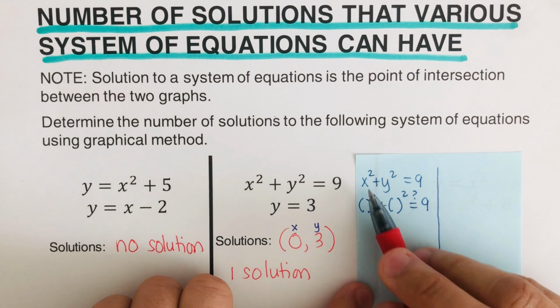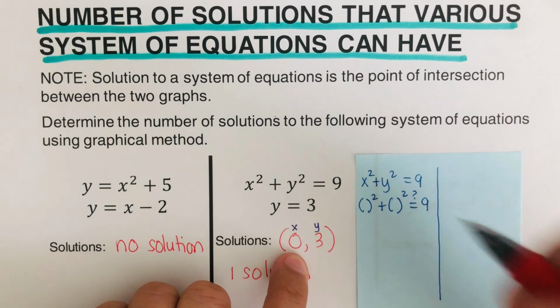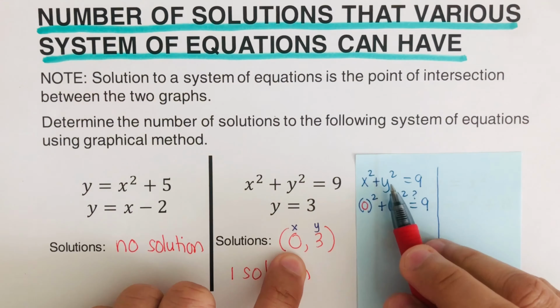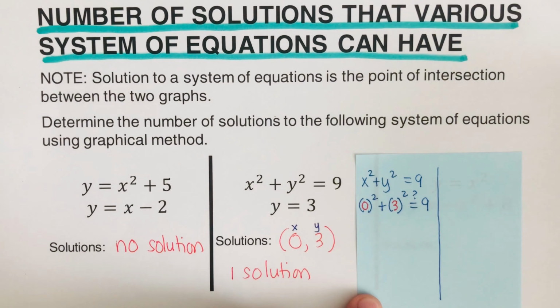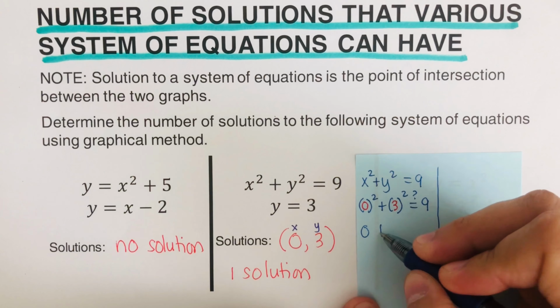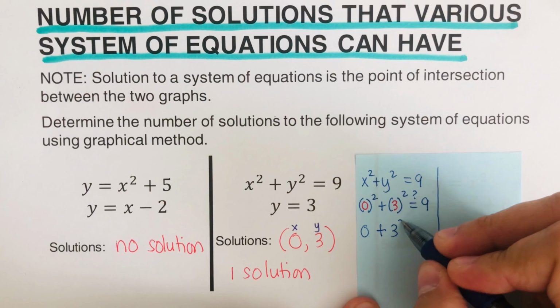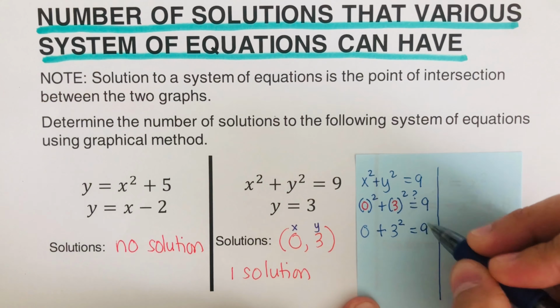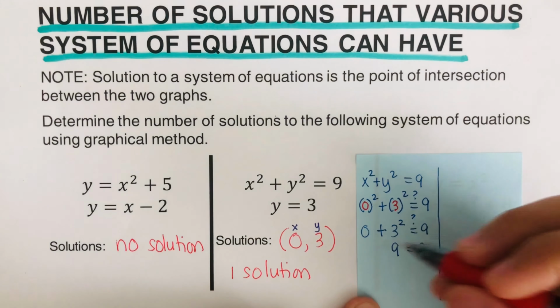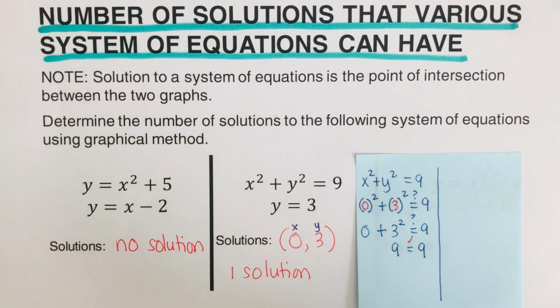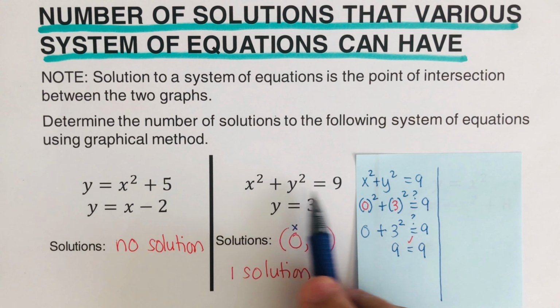Then we plug in the values. Our x is 0, so I plug it in here. Our y is 3, I plug it in here. So 0 squared is 0 plus 3 squared, is that equal to 9? And 9 is equal to 9, which means that this (0, 3) is a solution to the first one.